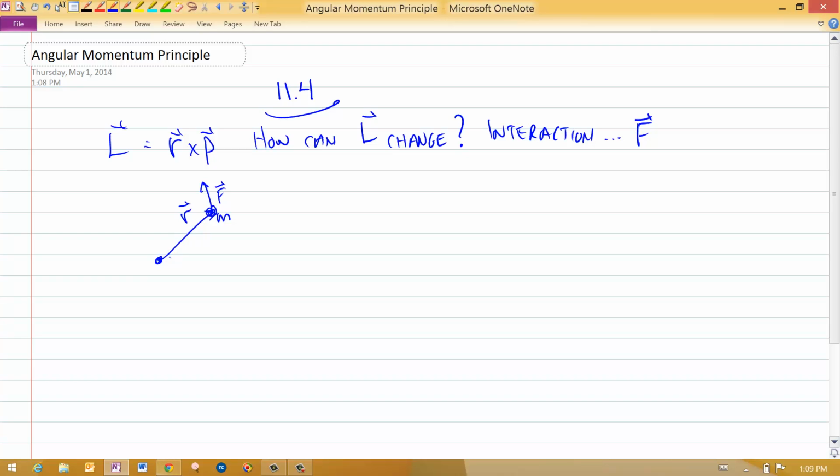So, here's a system, here's my origin, I've got a particle of mass m, there's a force on it, and that force will change the particle's momentum, it'll change the particle's energy. But how does the angular momentum change? Well, let's see how it changes using a little bit of calculus.